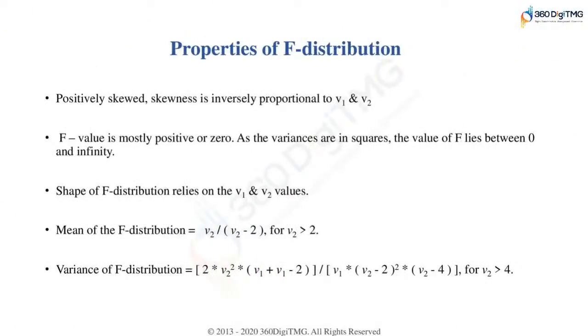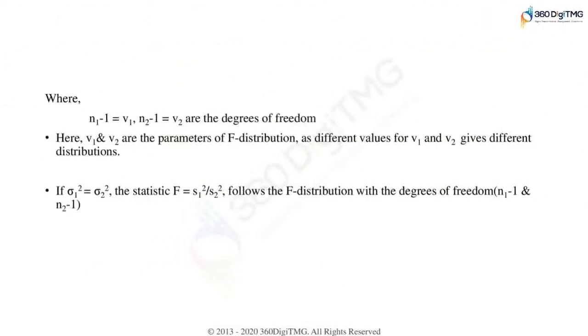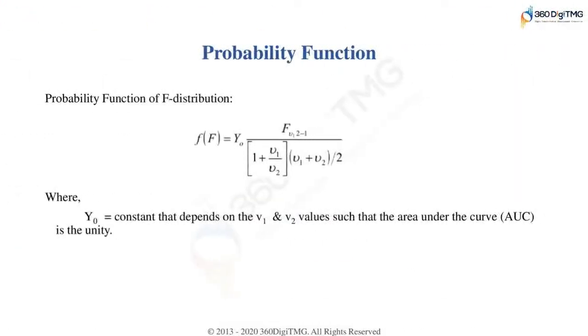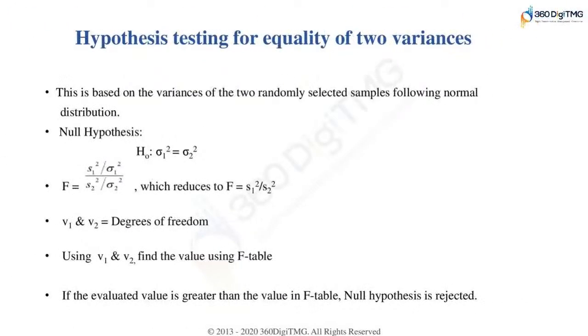The mean of the F distribution, there is a formula. Basically, we already know what V1 and V2 is. V1 and V2 are nothing but the two degrees of freedom that we have already discussed here, N1 minus 1 and N2 minus 1. The whole F distribution relies on these two values, and the shape of the distribution will change upon those things. This is the formula for the mean of the distribution, and the variance of the F distribution is given by that.